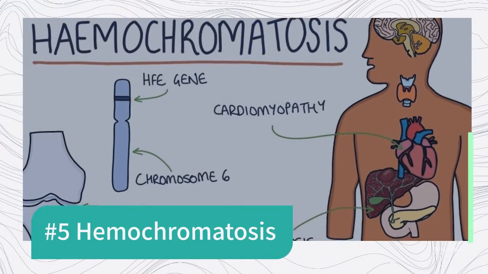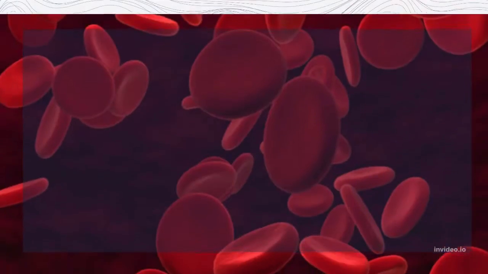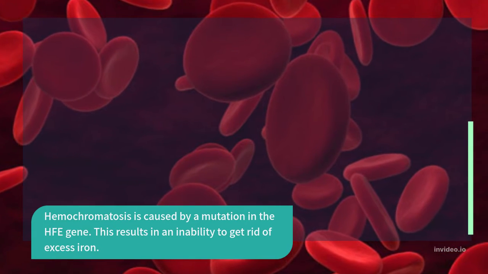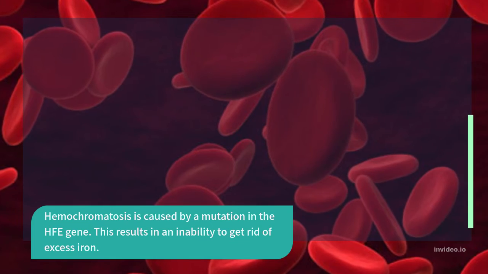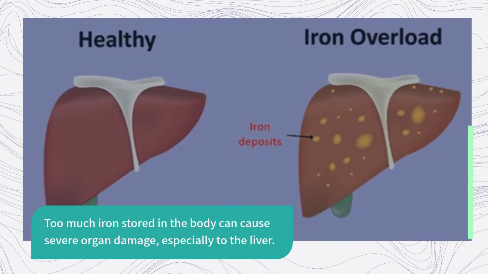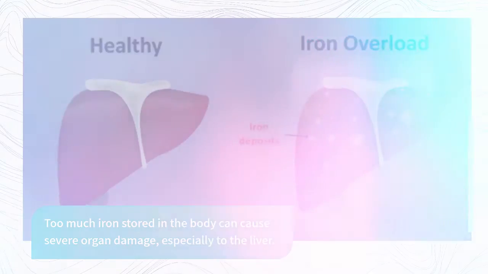Number 5. Hemochromatosis. Hemochromatosis is caused by a mutation in the HFE gene. This results in an inability to get rid of excess iron. Too much iron stored in the body can cause severe organ damage, especially to the liver.